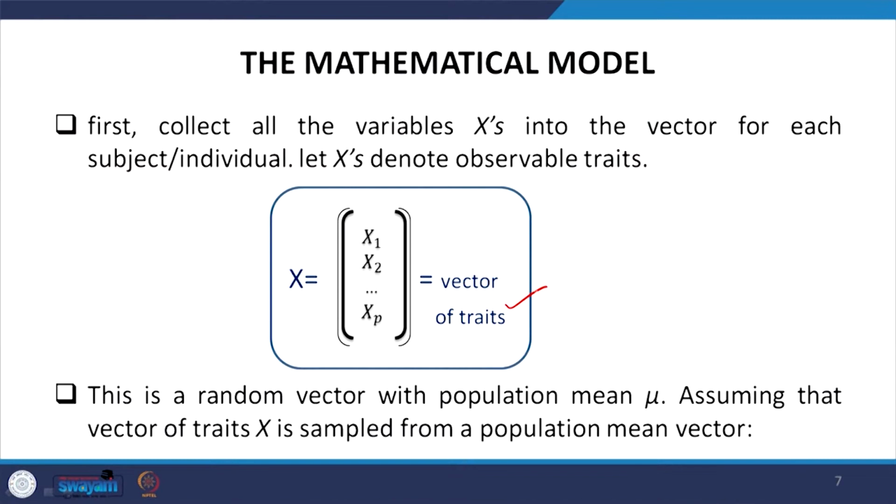its variables. Okay. Now, one simplified mathematical model we are presenting before you to highlight the fact that if you have so many variables in the model, they could be presented in a vector x. Let x denote the vector of traits or the features of the variables. This is a random vector with population mean mu, assuming that the vector of traits, that is x, is sampled from a population mean vector.